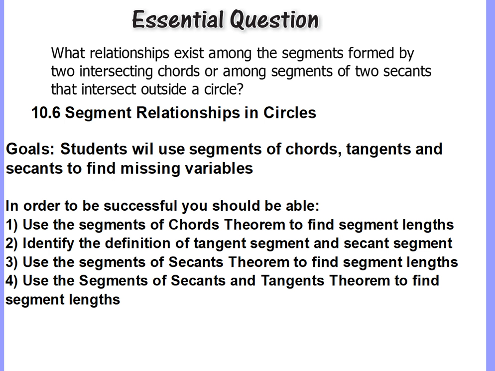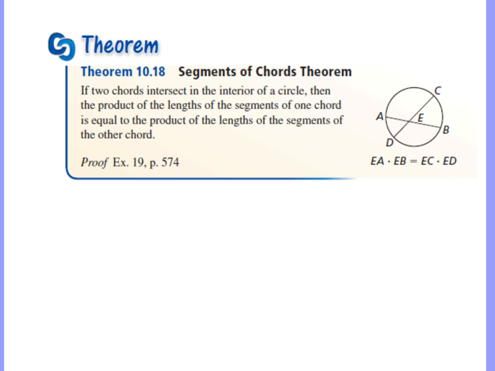All right, ladies and gentlemen, in this video we are going to discuss chords and the relationship between specific segments and relationships in circles. So the overall concept of this section is to be able to use segments of chords, tangents, and secants to find missing variables. Today, in this video specifically, we are going to be focusing on using segments of chords and the specific theorem that allows us to find some segment lengths. So let's take a look.